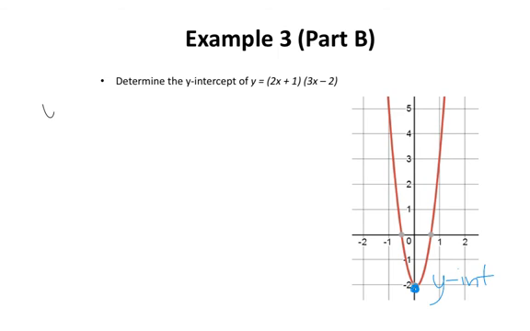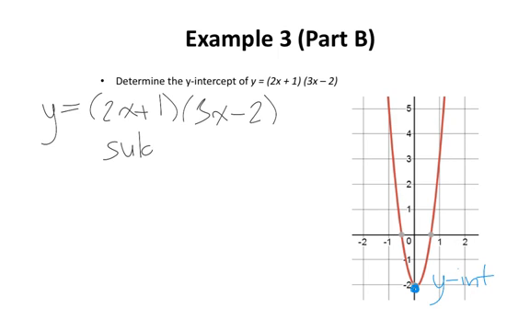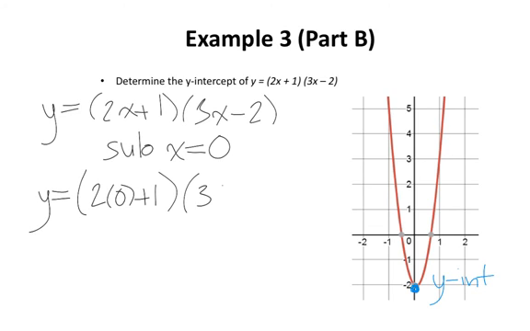So we will begin by rewriting the question, which is y equals (2x plus 1) multiplied by (3x subtract 2). To find the y-intercept, we are going to sub x is equal to 0. Now, instead of writing the variable of x, you're going to replace it with 0 in brackets. And I'm going to actually write the brackets in this time. So I have y equals 2, I'm going to put the 0 in brackets. Everything else stays the same. I'm also going to put the 0 in brackets over here, and everything else stays the same.